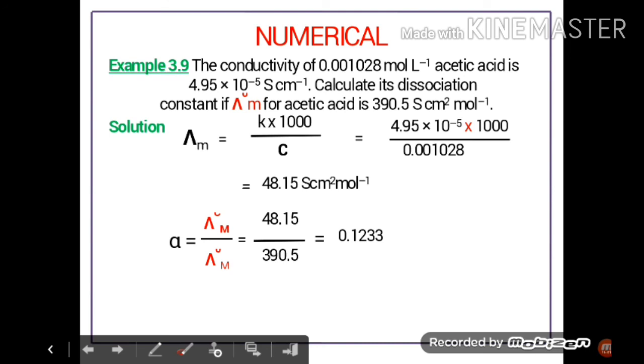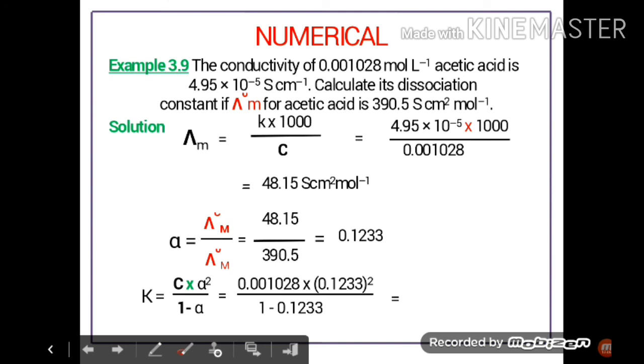Now by using the degree of dissociation, we will calculate the dissociation constant. The formula of dissociation constant is C into alpha square divided by 1 minus alpha. So the concentration given in the question, into the value of alpha we have calculated, 0.1233, square, divided by 1 minus the value of alpha. If you solve this, you will find the answer 1.78 into 10 to the power minus 5 mole per liter. So in this way we will find the value of molar conductivity, degree of dissociation and dissociation constant.